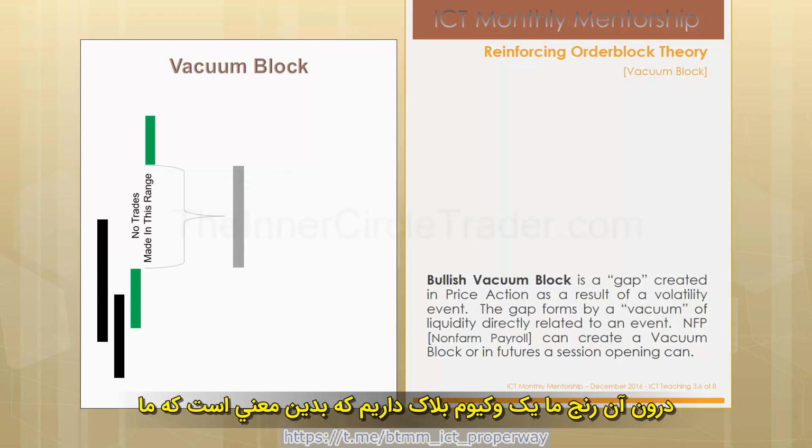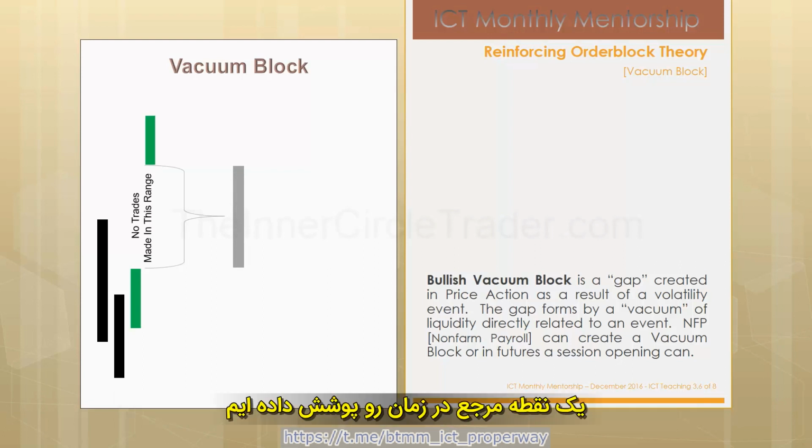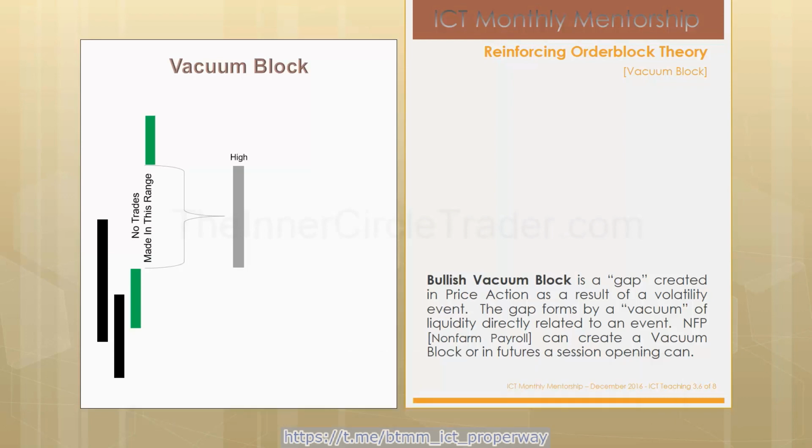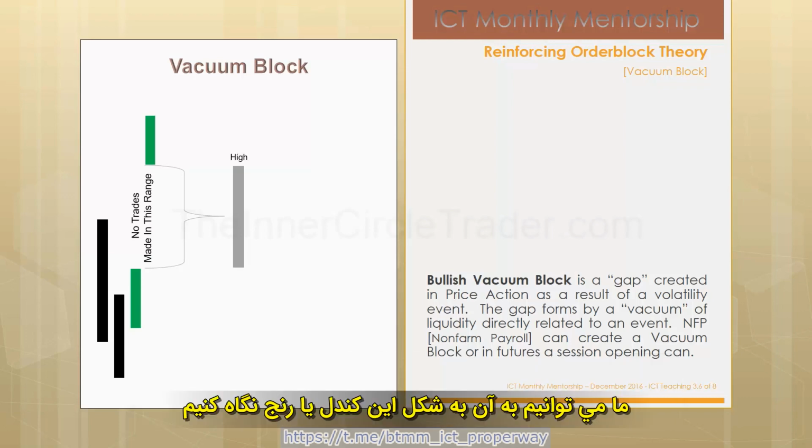Inside that range, we have a vacuum block, and that means we've blocked out a reference point in time. We have to look at it like this, because even though there's no candlestick or bar on our chart, price did in fact have a parameter before and end. We can look at it as this candle or range, and again we're interpreting it. We're visualizing it, if you will.